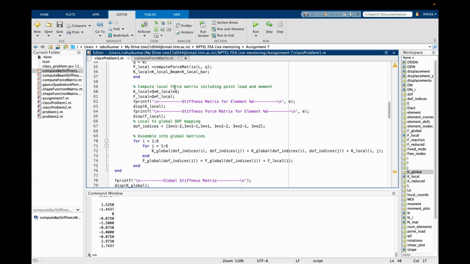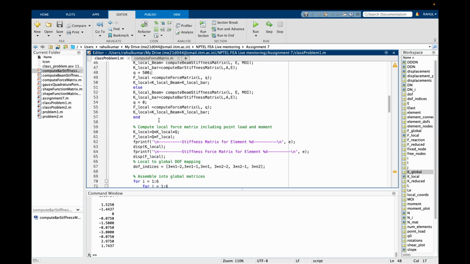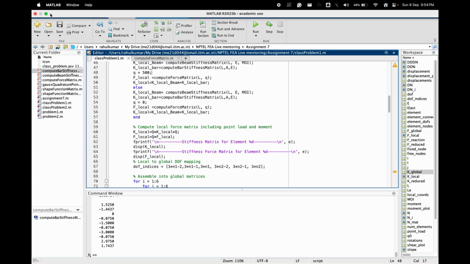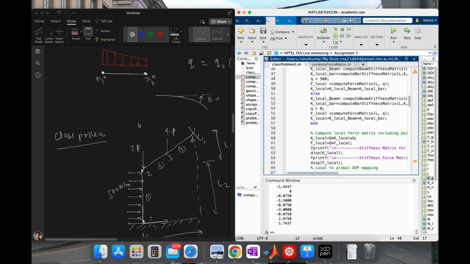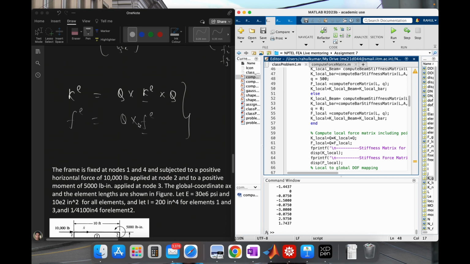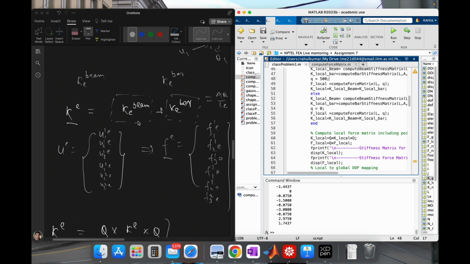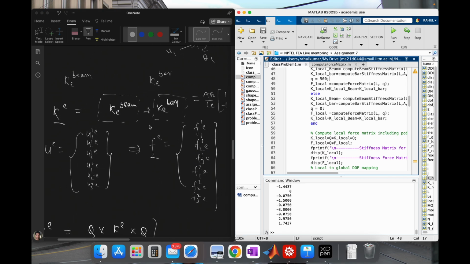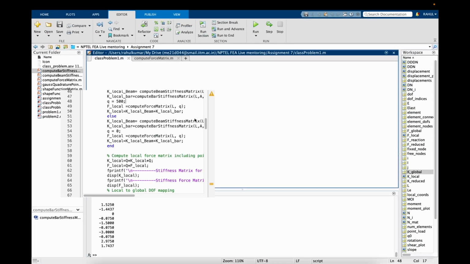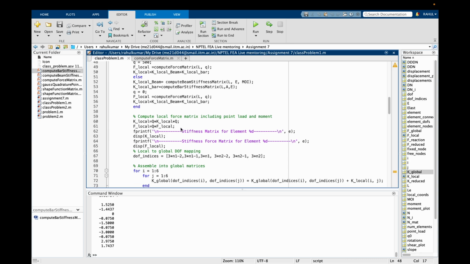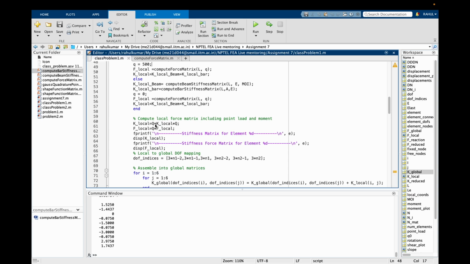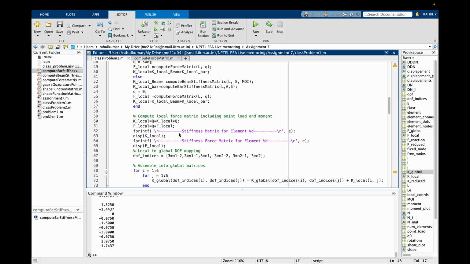Then after getting the k local, since we saw that when you use ke beam and ke bar, that will be in the local coordinate axis. So to convert into the global coordinate axis, I need to use the transformation. That's why I have used the transformation here.